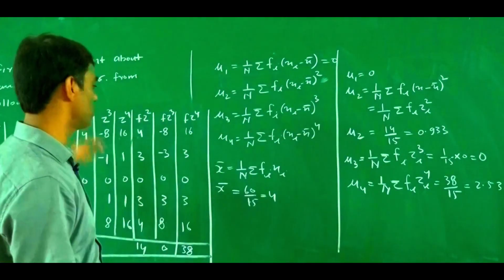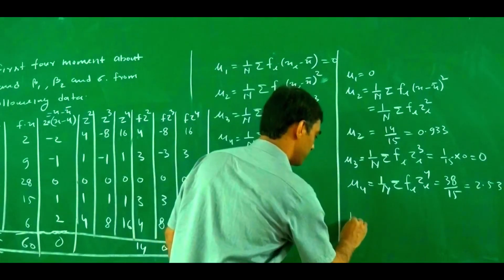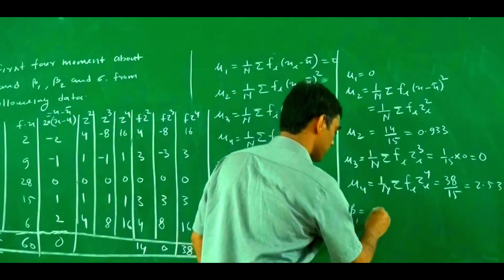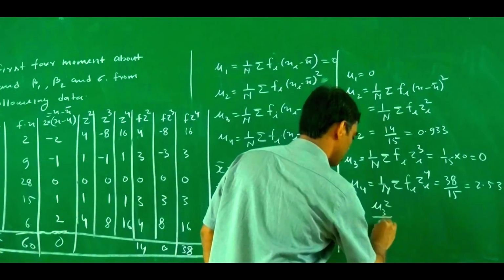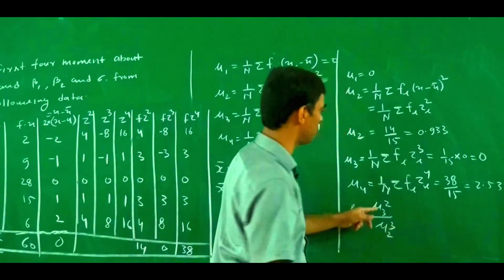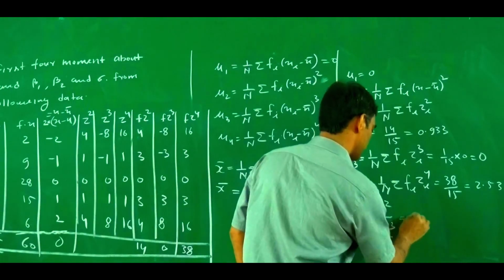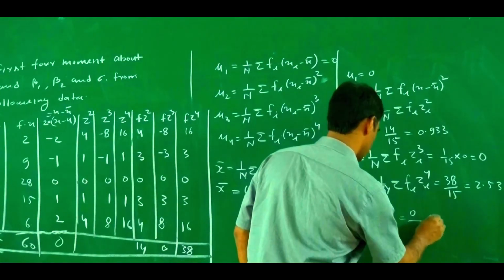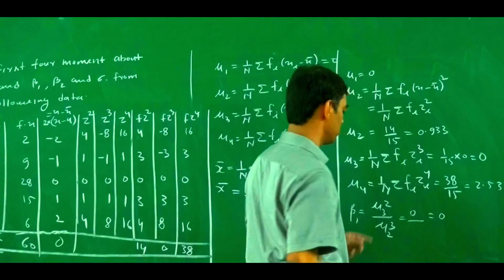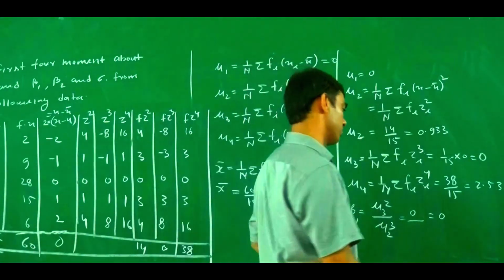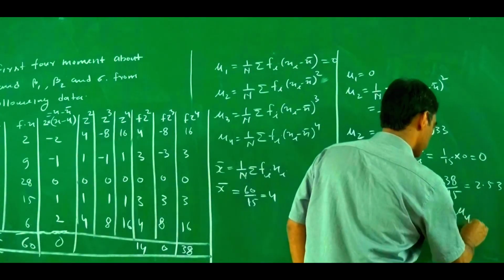So if we talk about the beta 1, what is the value for beta 1? Beta 1 equal mu3 square upon mu2 cube. What is the value for mu3? Mu3 equal 0. So what is the value for beta 1? Beta 1 is 0 upon whatever the value. So beta 1 becomes 0, because the value for mu3 equals 0.